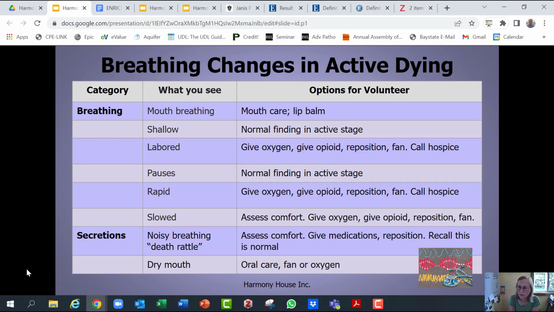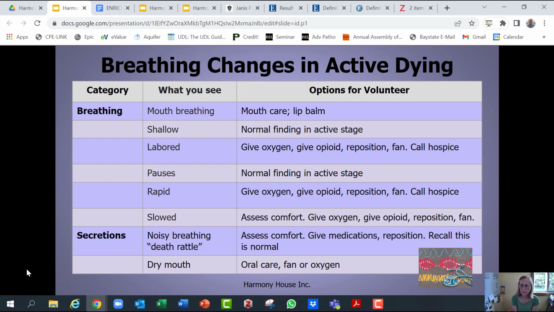Okay, so breathing changes. I want to go further into this. Mouth breathing oftentimes can happen. People are not breathing through their noses, so their mouth and lips become chapped and dry. So that's where we want to provide lip balm and mouth care with mouth swabbing, moistening of the mouth using mouth lubricants. And those are things that you will be trained on how to do safely and with hospice support.